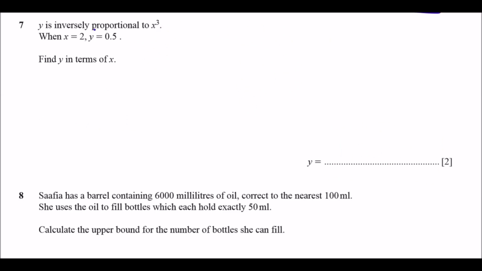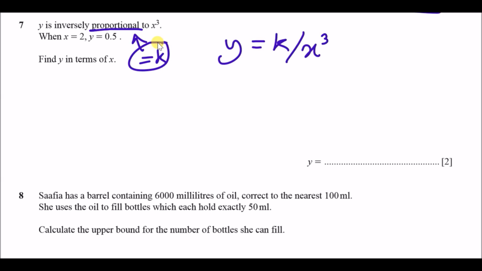Okay, number 7. Y is inversely proportional to x cubed. Okay, keyword here is proportional. This is represented by something known as equals k, some scale factor, yeah? So we can say as an equation, y equals k times the inverse of x cubed. So k over x cubed. That's what the inverse is. If it was directly proportional, it would be k times x cubed. So that's what they want us to do.